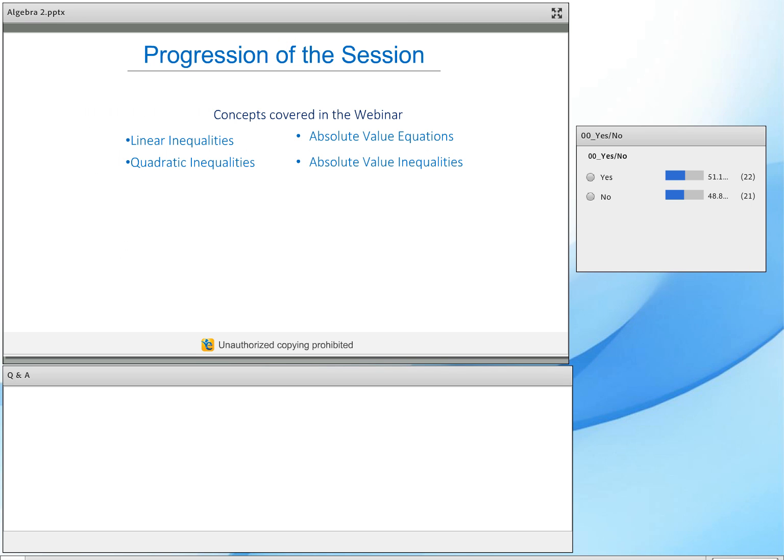Now, how is this session going to go on? These are the topics that we are going to cover: linear inequalities, quadratic inequalities, absolute value equations, and absolute value inequalities. Now, how many of you are absolutely comfortable, or let's say more than 80% comfortable in these concepts? All right, so less than 50% of the class is more than 80% confident in these concepts. Okay, that's fine. We'll try to change that as we proceed through the session.